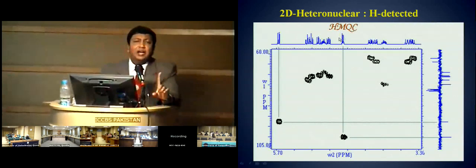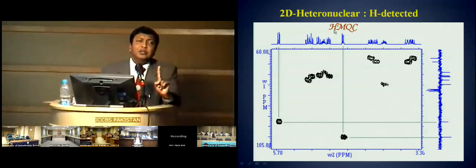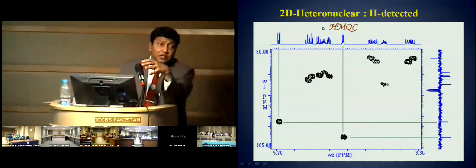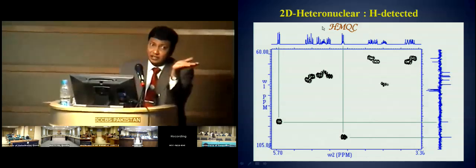HMQC, you have a direct coupling between proton and carbon. It is an inverse technique in which you detect carbon through their effect on proton. So you're using the tremendous sensitivity of protons to detect carbons, right?